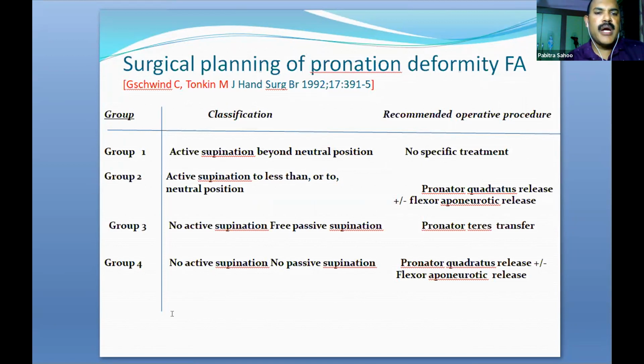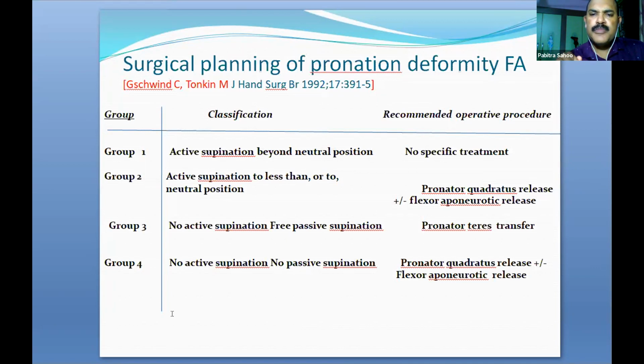They have classified it into 4 groups. Group 1: there is active supination beyond neutral. As I said, always assess the patient by actually asking the child to actively supinate the forearm. If the child can supinate the forearm beyond the neutral position, no specific treatment is required.